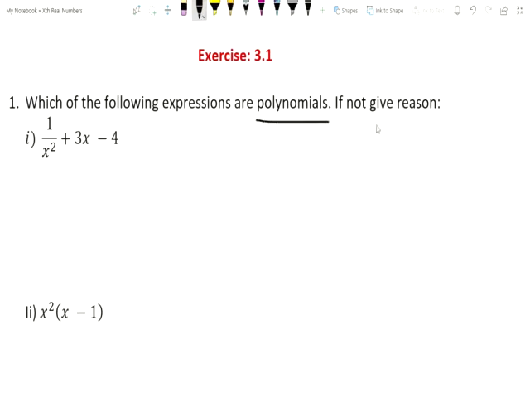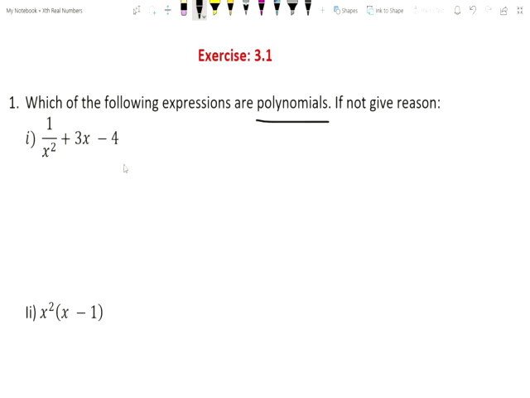If not, give reason. So see the first one, 1 by x square plus 3x minus 4. We need to identify whether the given expression is a polynomial or not. How do you identify, children? We have to see the power of the variable. If the power is non-negative, that is a polynomial. Suppose the power is negative, it's not a polynomial.